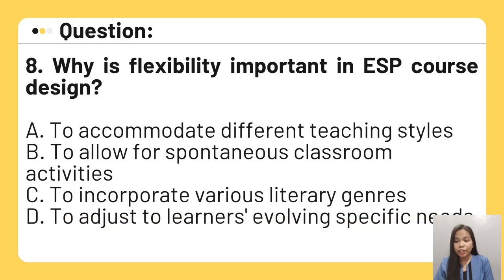Why are the others incorrect? The choice A, while teaching styles matter, learner needs are paramount. Choice C, literary genres are less relevant in ESP. And choice B, spontaneity is secondary to targeted learning outcomes.